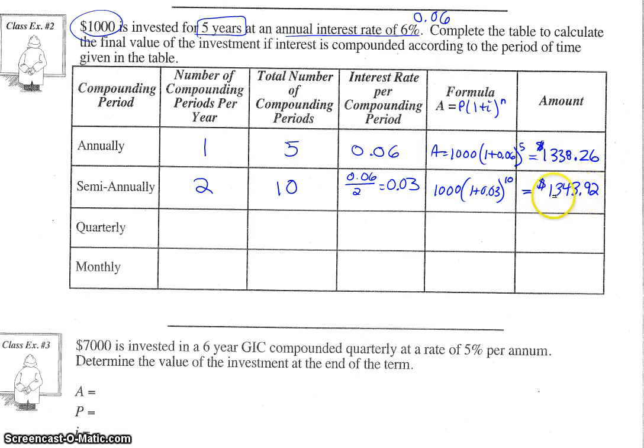Okay, so we should have gotten 1,343.92. Okay, that's looking interesting. See if you guys can figure out quarterly and monthly. I'll fill the two tables in, and I will do that as well.